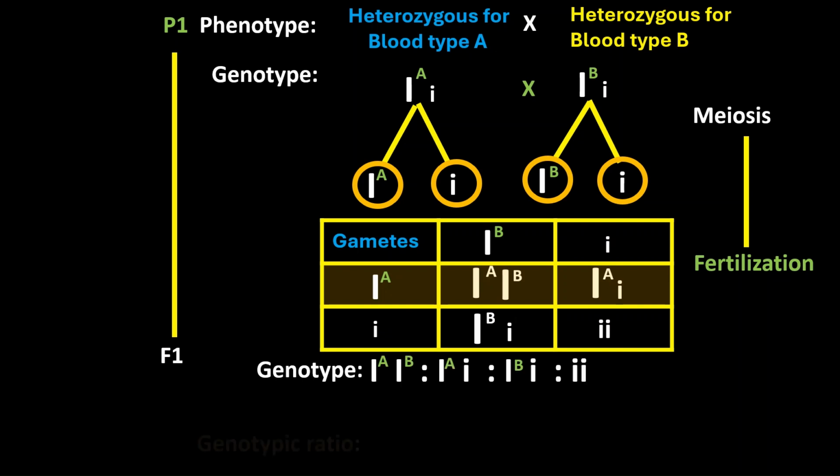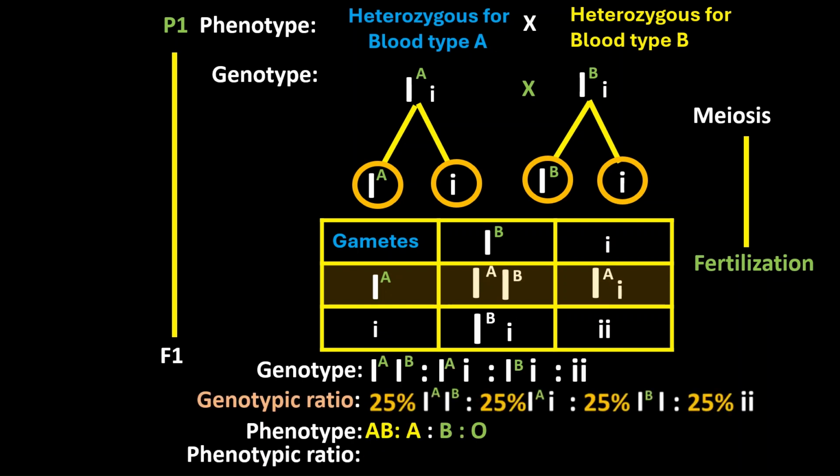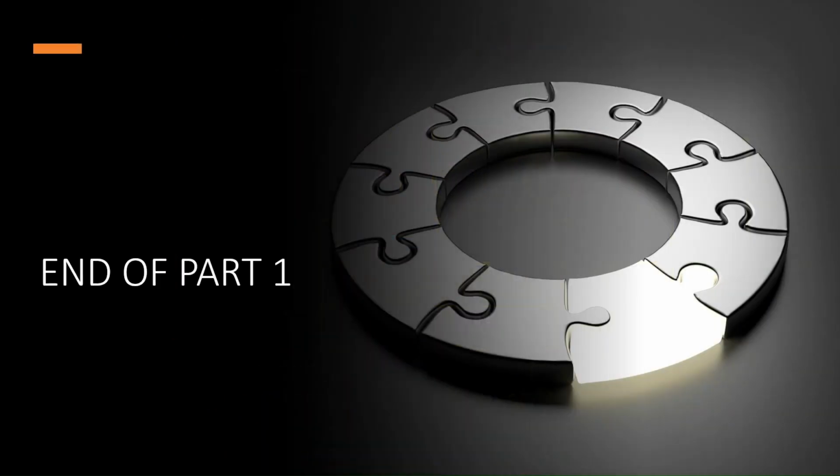See, the method remains the same. Everything remains the same except with blood grouping. We use the letter I. The alleles are represented differently. Okay, so that is the end of part one of the three-part series where I looked at monohybrid crosses and sex determination and blood groups.